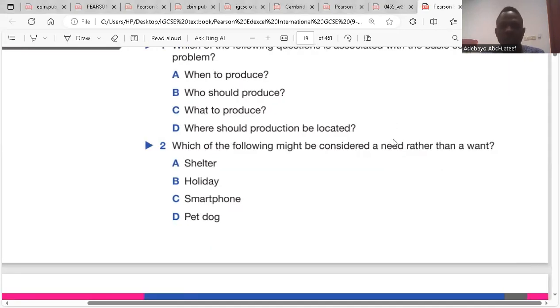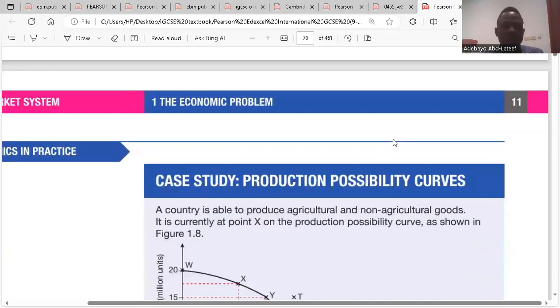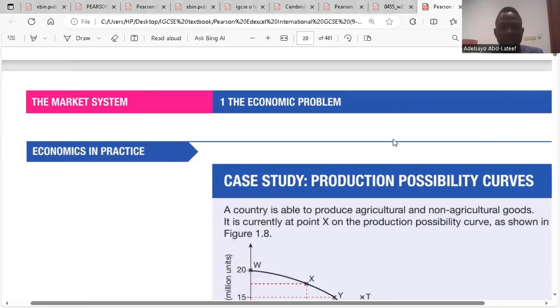Which of the following might be considered a need rather than a want? Holiday is a want, smartphone is a want, pet dog is a want, a need here is shelter, which means basic needs. So we'll go to this economics in practice.